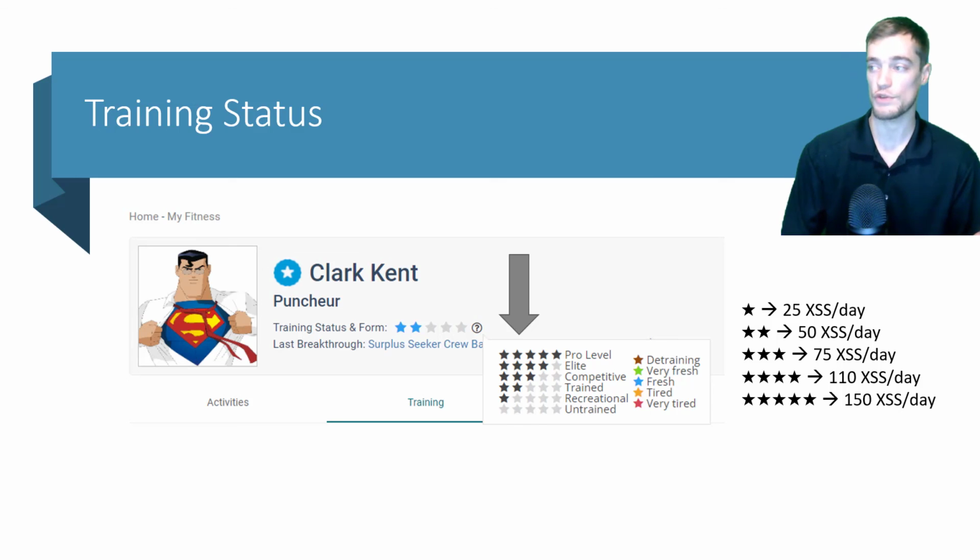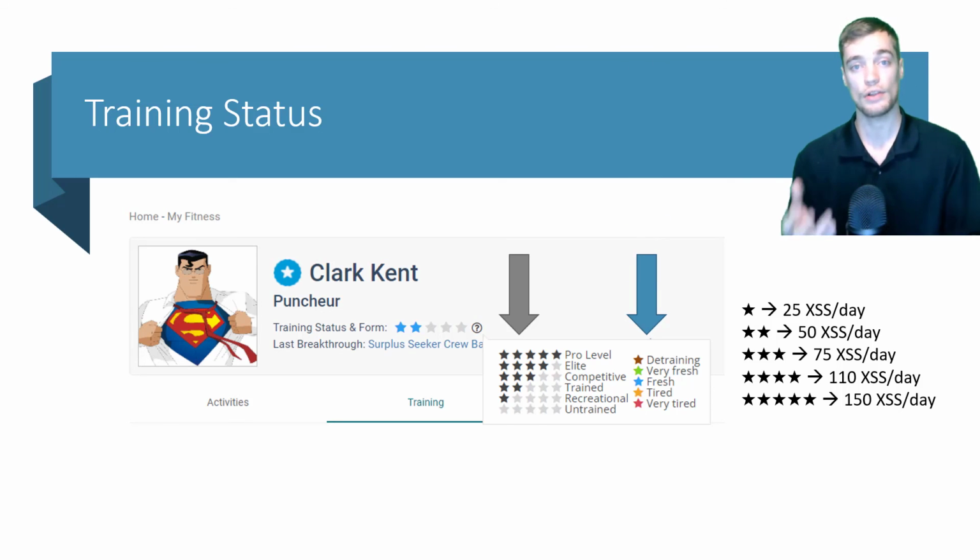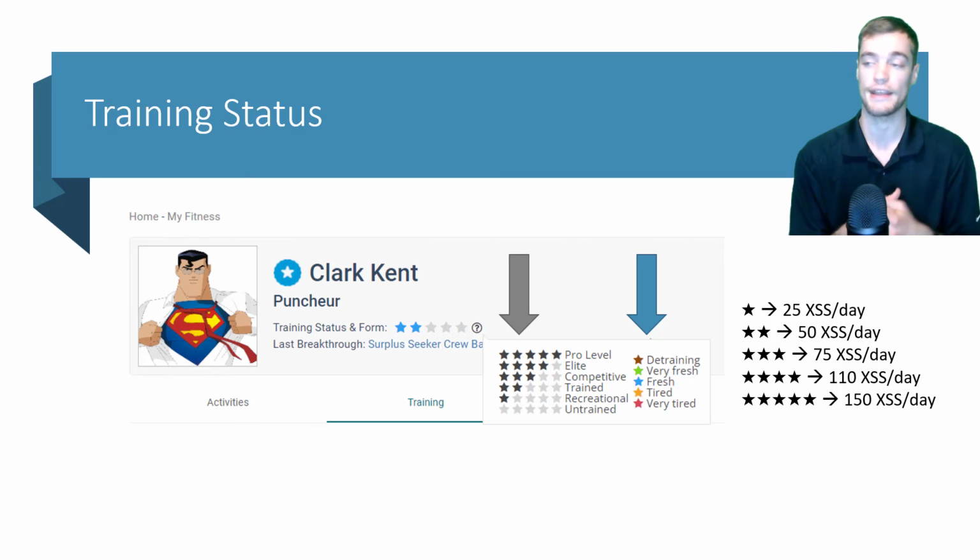For the second part of your training status, we're looking at the color of those stars. The color of those stars relays information about which of your training systems, so your threshold power, your high intensity energy, and your peak power, it relays information about which of those systems are ready to train. And we're actually going to take a deeper look at that in the next section.